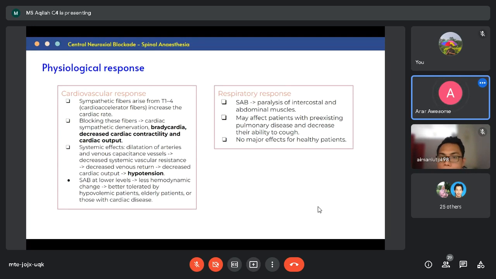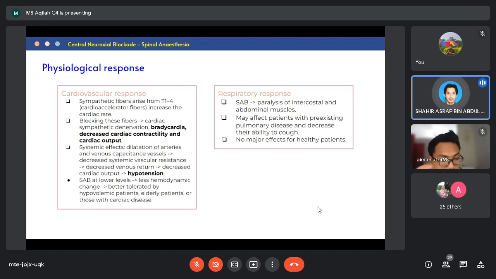And the subarachnoid block at a lower level will usually contribute to less hemodynamic change and is better tolerated by hypovolemic patients. For example, we want to introduce a spinal anesthesia in the elderly patient or those with cardiac disease. For the respiratory response, this also will paralyze the intercostal and abdominal muscles, and it will affect the patient that already has disease or pre-existing condition. It will affect the pulmonary function and the ability to cough.